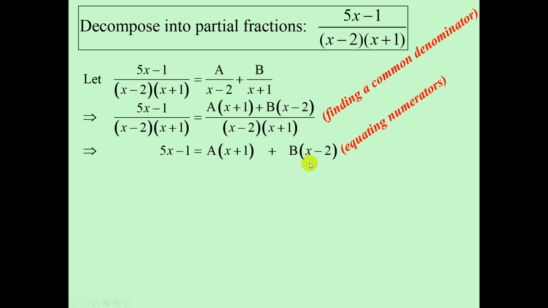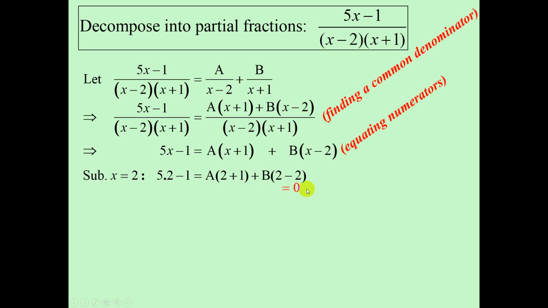Let us use x is equal to 2. Now I want you to think about this. If x was equal to 2, 2 minus 2 is 0, so this entire part works out to be 0. So we only have to work with this part. Substitute x equal to 2. 5 times 2 is 10, 10 minus 1 will give us 9. 2 plus 1 is 3, times a is 3a. And if we put our 2 in here, this part will become 0, and 0 times b is 0.